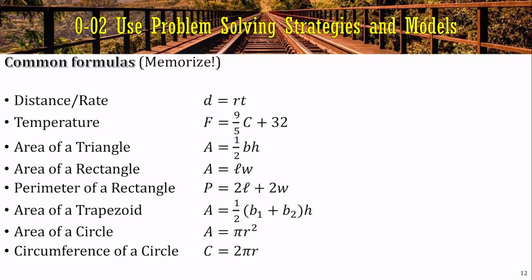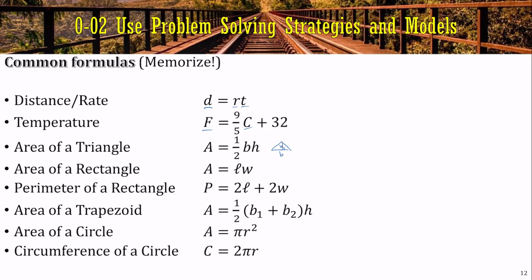Here are some common formulas. You should memorize them. We have distance equals rate times time. Temperature, Fahrenheit, is 9/5 Celsius plus 32. Area of a triangle is 1/2 base times height. Remember, the base and height must be perpendicular. Area of a rectangle is length times width, or base times height. That's what we did in geometry. Perimeter of a rectangle is 2 lengths plus 2 widths.